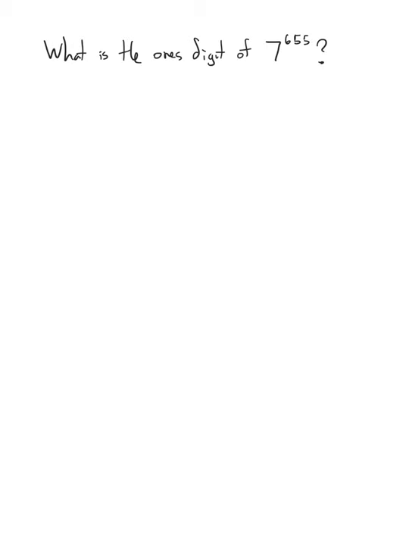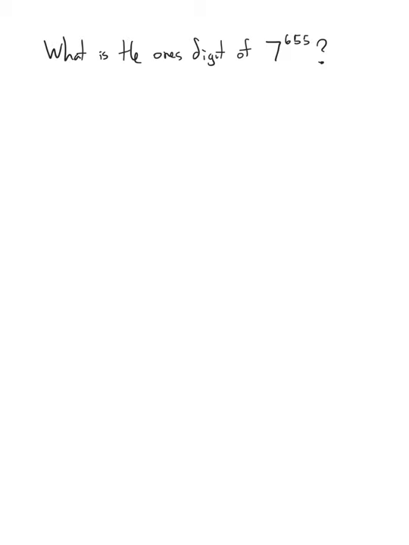Let's try this one. What is the ones digit of 7 to the 665? So 7 multiplied by itself 665 times. Obviously you don't want to calculate this by hand. It would take forever. Or even using a calculator, you'll find that if you did this, the number of digits your calculator can display wouldn't be enough. So we're going to have to come up with some ideas for doing this.